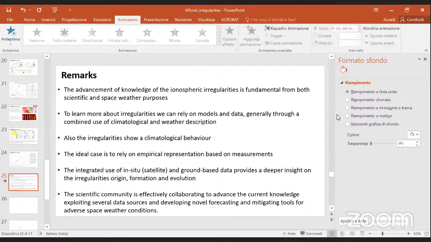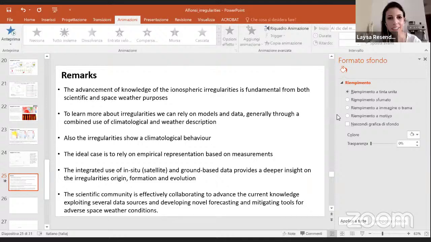I see, thank you. And the other question here: are there any differences between plasma bubbles and the auroral blobs? The blobs are different from the bubbles, I think.